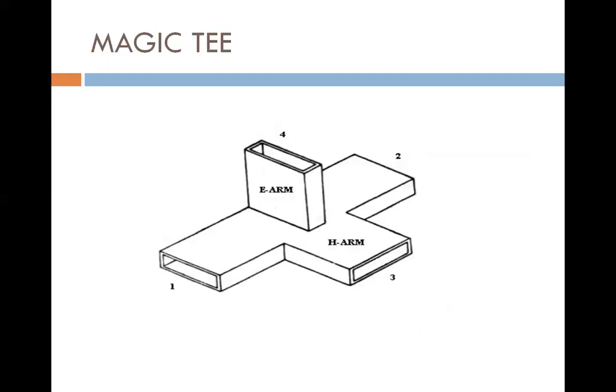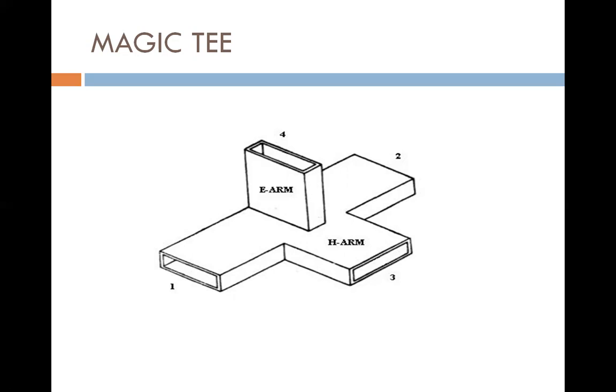Now next is the magic T. We call it T because it looks like the English letter T. But where is the magic? So what is the magic exactly? When we give power to port 4, power goes to port 1 and port 2, but no power goes to port 3. Nothing comes out from port 3. So this is the magic.